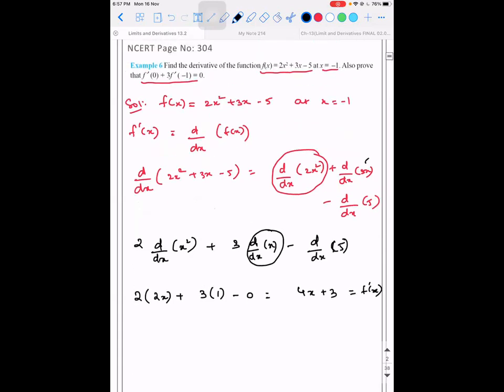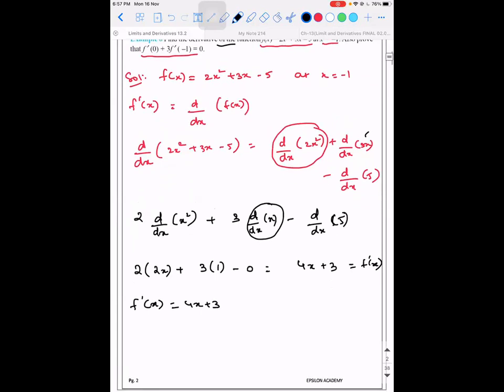This is what is f dash of x. So what are they asking? Find the derivative of the function at x is equal to minus 1. So f dash of x is 4x plus 3. What is f dash of minus 1? Minus 1. Yes, because in the place of x, I will substitute minus 1. So minus 4 plus 3 is minus 1.